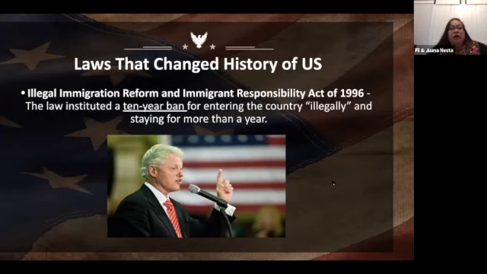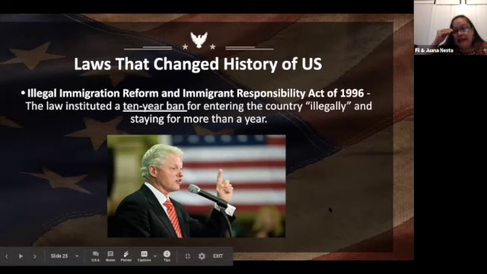Then, this is probably the worst thing that has ever happened to immigration history. The Illegal Immigration Reform and Immigrant Responsibility Act of 1996. The law instituted a 10-year ban for entering the country illegally and staying for more than 1 year. And this is where we begin to see a lot of the atrocities that we see now.